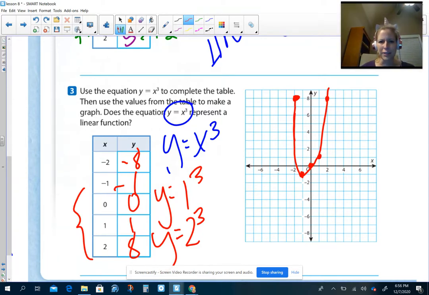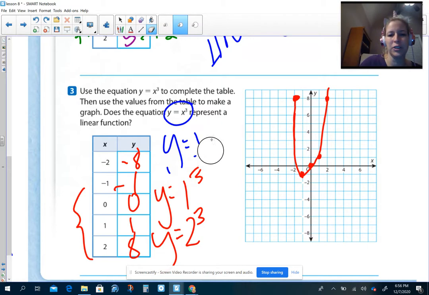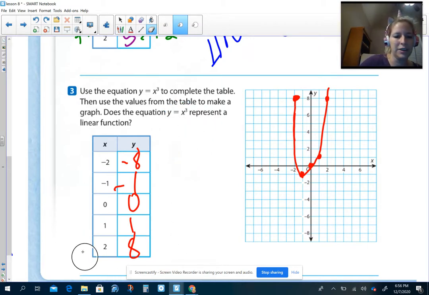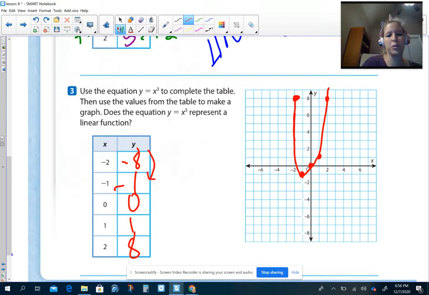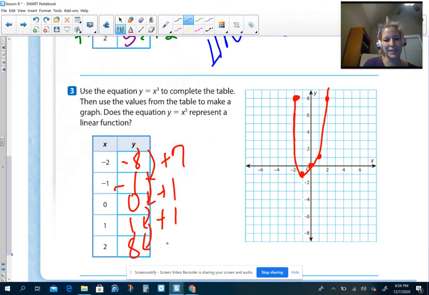So is this linear? Nope. No, it is not linear. So it's about looking at it, and let's look at our table and see how our table looks. You ready? Okay. So how do we move from a -8 to a -1? Yeah, +7. All right, what about a -1 to a 0? +1. Yep. What about this one? +1 and +7. How weird, right? I know. It's crazy. And then these are still just +1s.